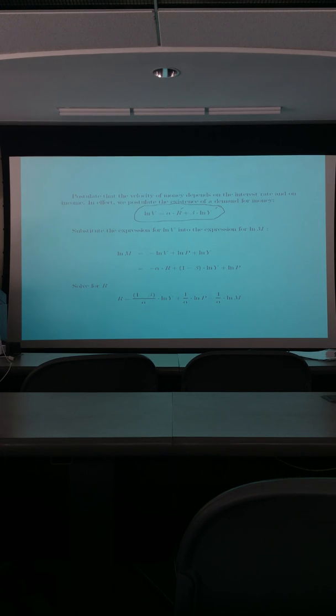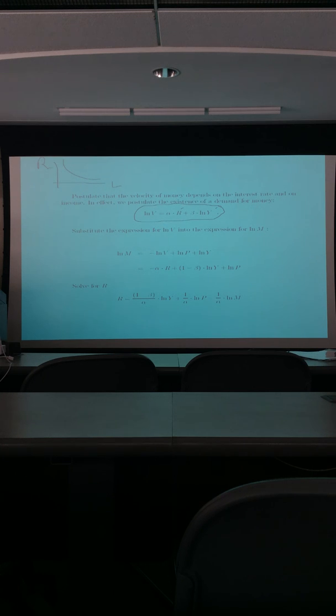So if you were to write a demand schedule for money, this is demand for real balances, and this is the interest rate. So when we say the demand for money is inversely related to the interest rate, we're doing something akin to that.